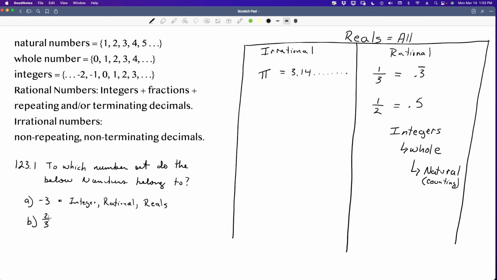What about 2/3? 2/3 would fall under rational because it's a fraction. So we could say rational. And all numbers are reals, so rationals and reals are what 2/3 would belong to.